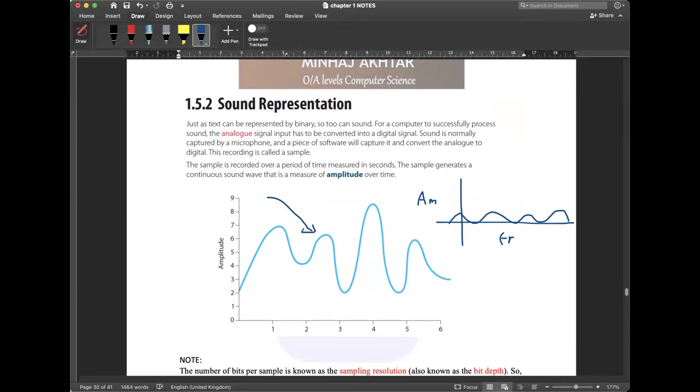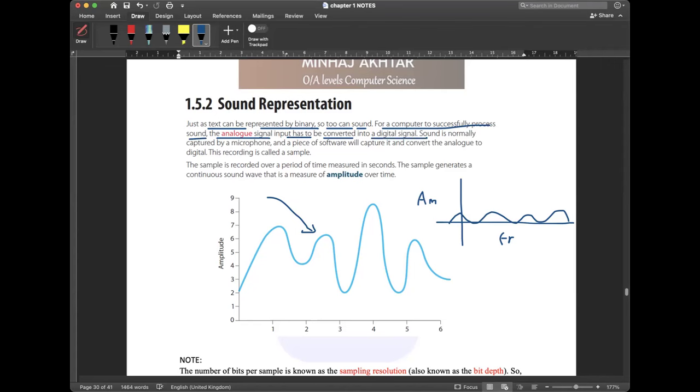So computer understands which data? Tell me. Digital. Very good. Just as text can be represented by binary, so too can sound. For a computer to successfully process sound, the analog signal input has to be converted into digital.